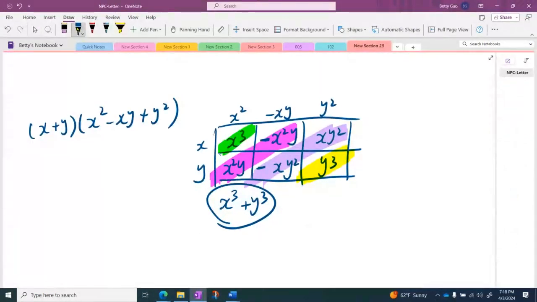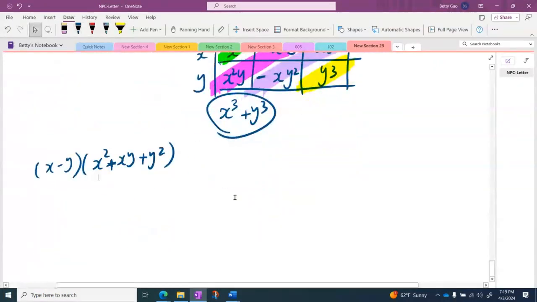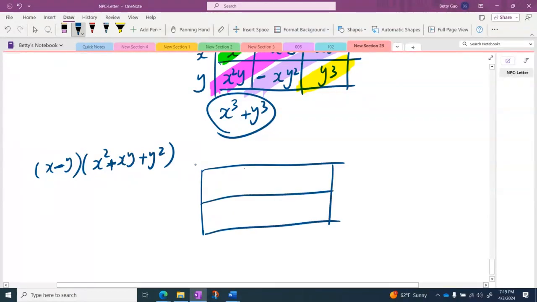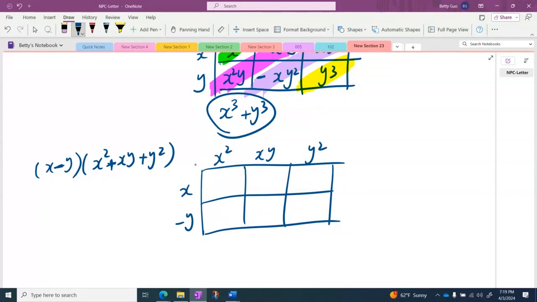Okay, racing starts. We have x minus y times x squared plus xy plus y squared. A binomial times a trinomial. X minus y is a binomial. X squared plus xy plus y squared is a trinomial. We want a flat, stable box, so put the trinomial on the top, put the binomial on the side.